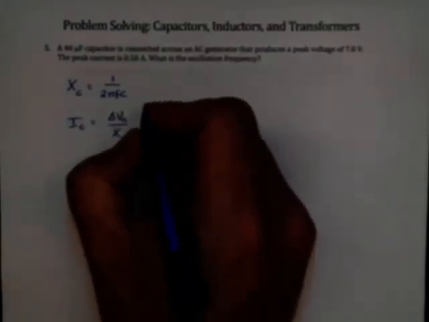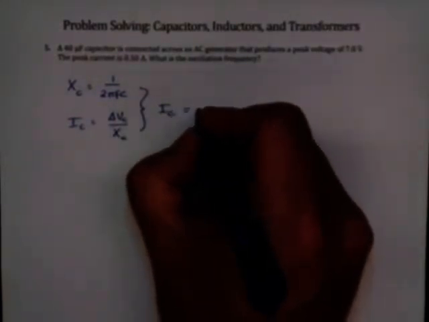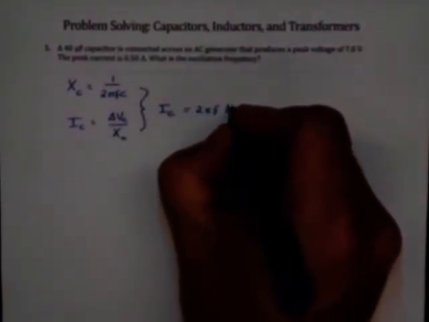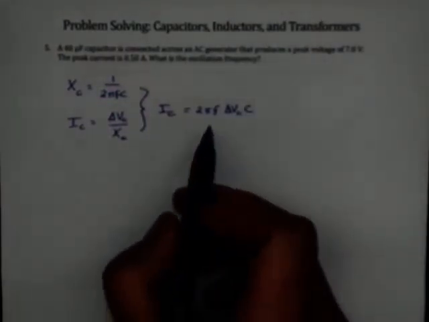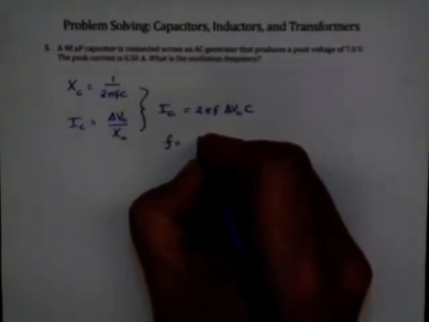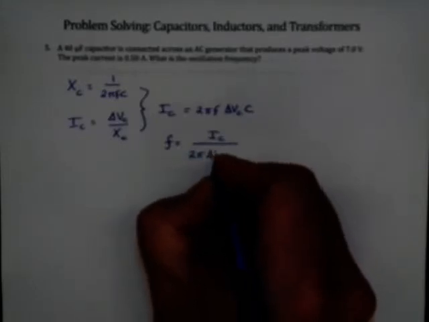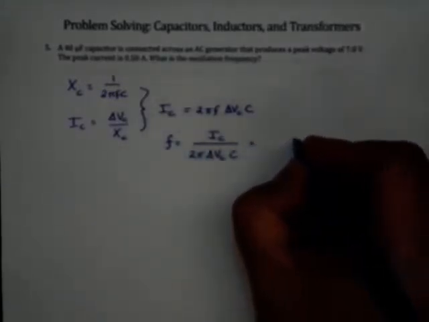Well, again, last problem we put together these two expressions to say that the current was 2 pi f times the potential difference times the capacitance. If we now solve this for frequency, frequency is going to equal the current divided by 2 pi times the potential difference times the capacitance.